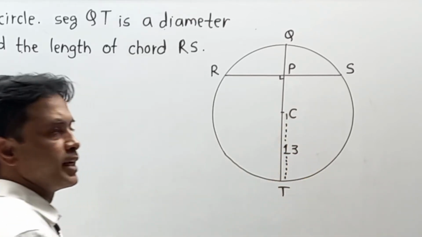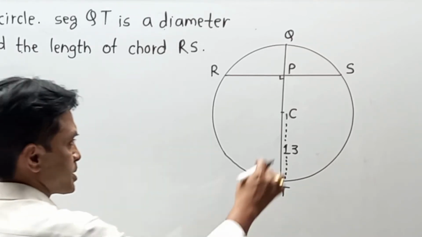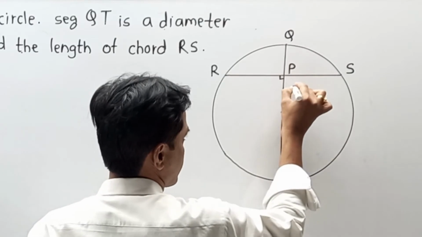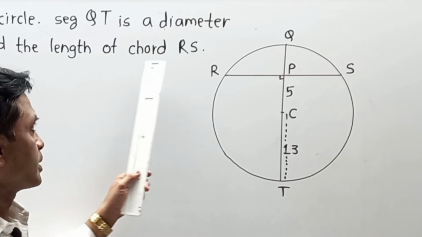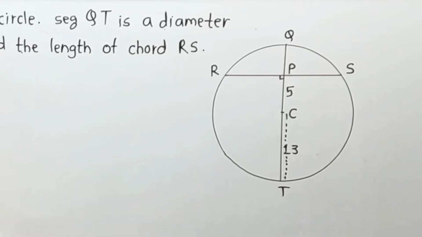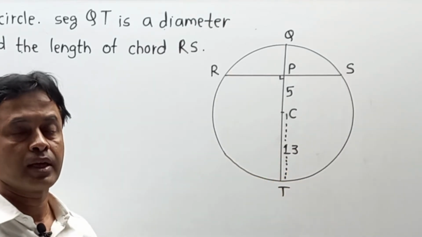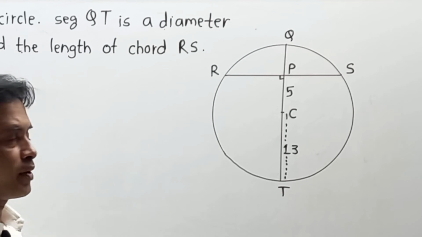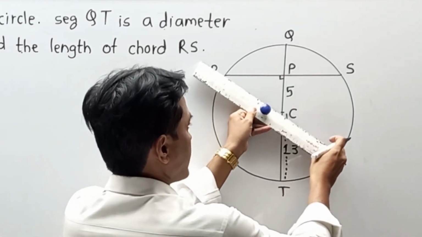It is nothing but the radius of the circle, and CP is equal to 5, meaning the distance from C to P is 5, as they have given us. Now our target is to find the chord RS in terms of length. Now step by step, if I want to find the chord RS, first of all I am going to draw a radius of the circle.